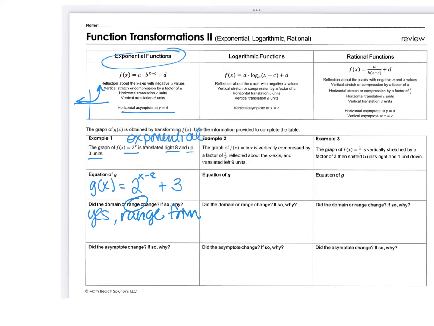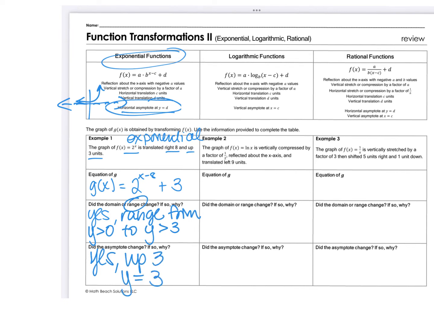Normally it's y is greater than 0, but now it's going to be y is greater than 3 because it shifted up 3. The asymptote is the horizontal asymptote, so normally it's here. But since it shifted up 3, now the asymptote did change. So now it's at y equals 3 instead of at 0.